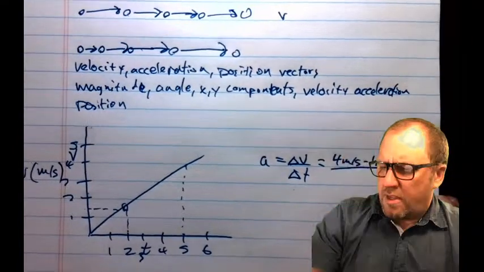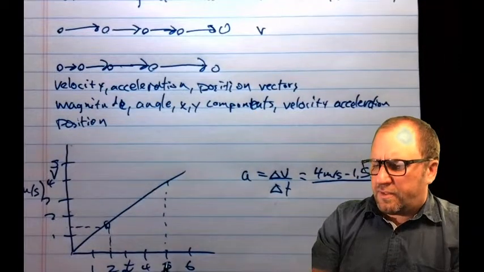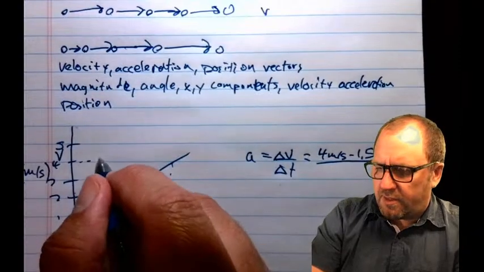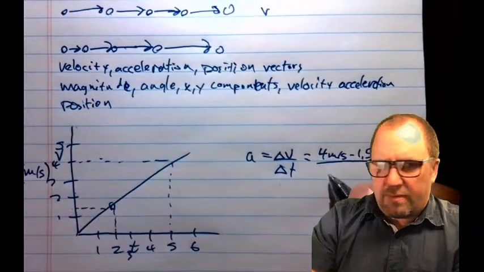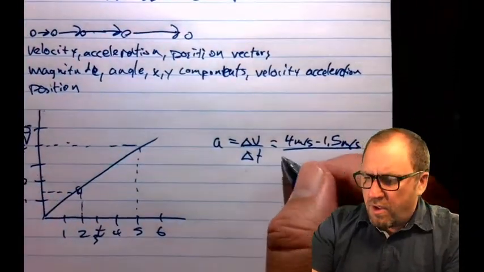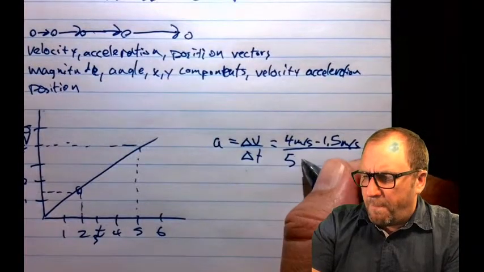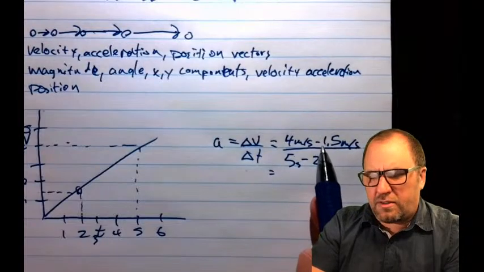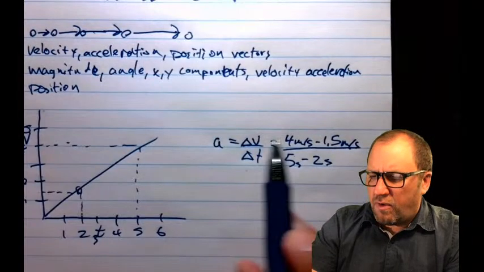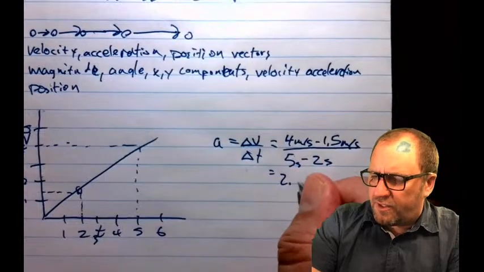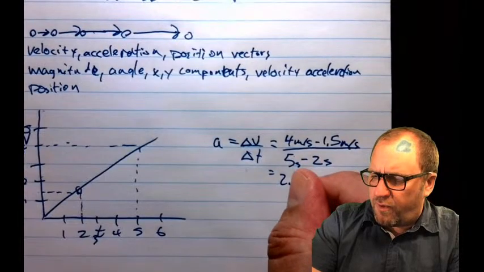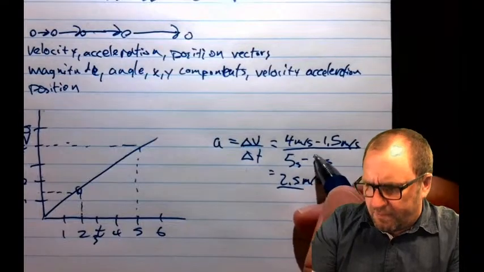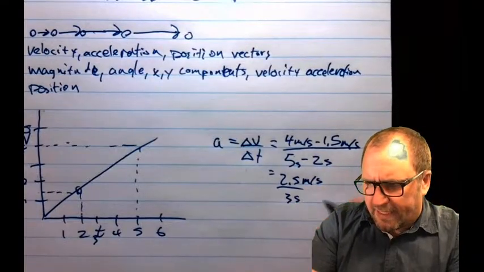Okay, and then we'll subtract our time. So this was 5 right there. Okay, so there's our time. So we'll have 5 minus 2. That's in seconds. Okay, so the difference here, we made it up to 4 meters per second. So it's going to be 2.5 meters per second divided by 3 seconds.